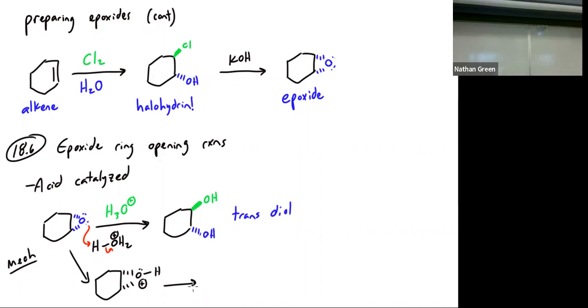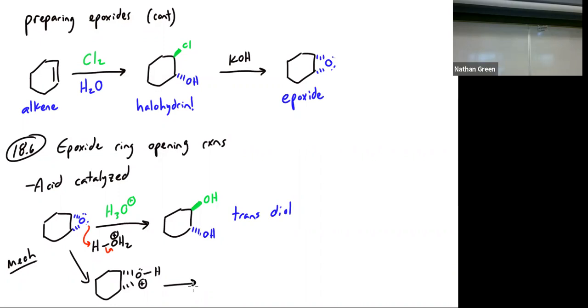I took an already strained ring and I made it even worse because I gave that oxygen a positive charge. So what do you think is going on with those bonds? Are the bonds holding the epoxide stronger or weaker? Weaker, meaning one of them really wants to break.